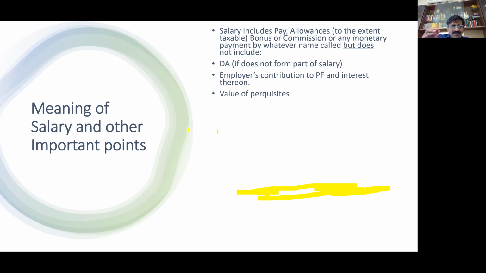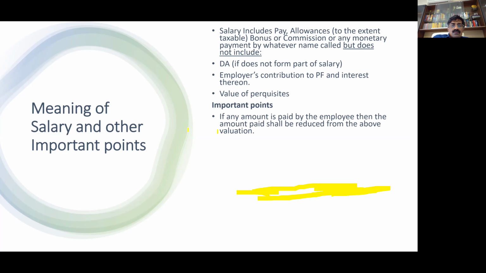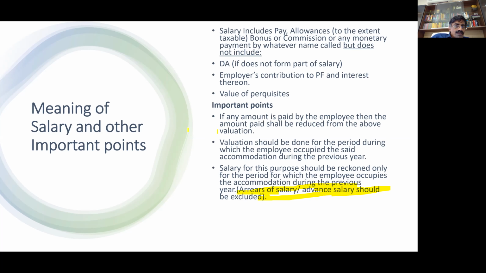Just make a note of it somewhere in your notebook. A lot of times you have seen in the examination, this point has not been factored at all. So RFA is the most important provision where salary is not basic plus DA plus commission. It will include everything except the three. Exceptions is something which we have to take into account.